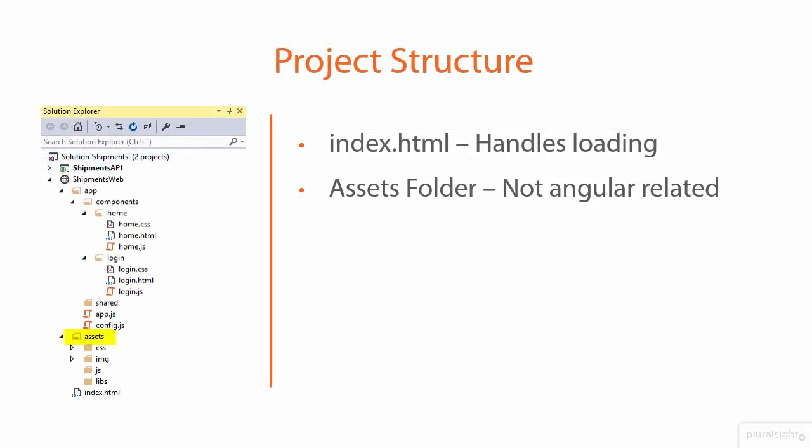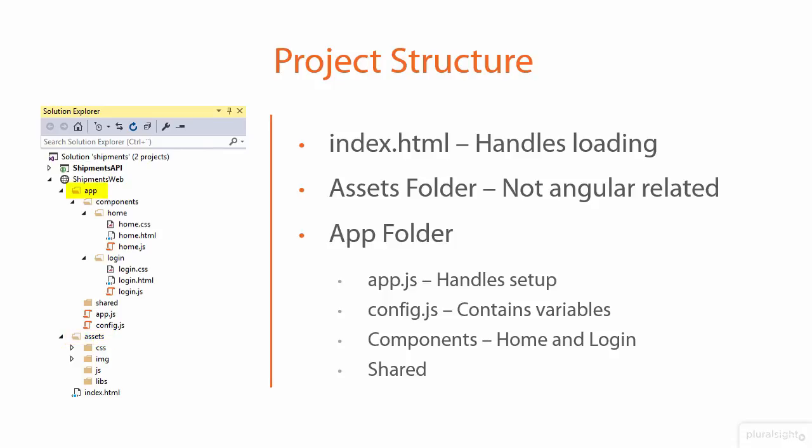The assets folder is also pretty standard. It will contain all the assets needed for your app that are not related to AngularJS code. There are many great ways to organize this directory, but they are out of the scope for this course. This structure is good enough for most apps.